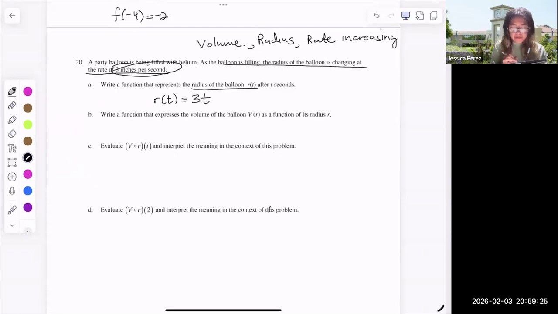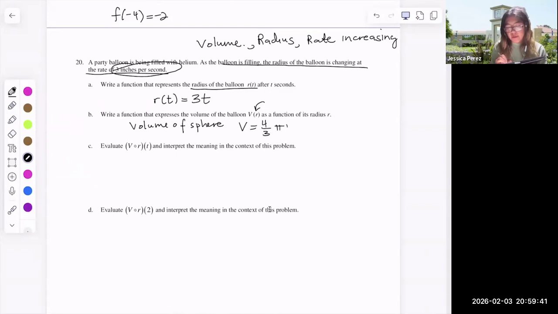Now, part B, it says write a function expressing the volume in terms of r, V of r. So remember, we have to know, what's the volume of a sphere or a balloon? V is equal to 4 over 3 pi r cubed. You don't have to memorize it by heart, but this is a formula that you should already know. A volume of a sphere, a volume of a cylinder. In case that it doesn't happen, let's say that you're on a test, it's probably going to be given to you. But I would memorize it just to be safe.